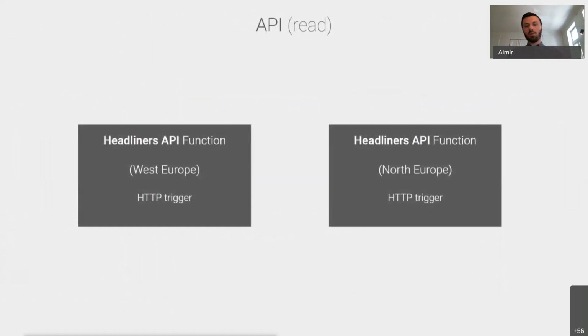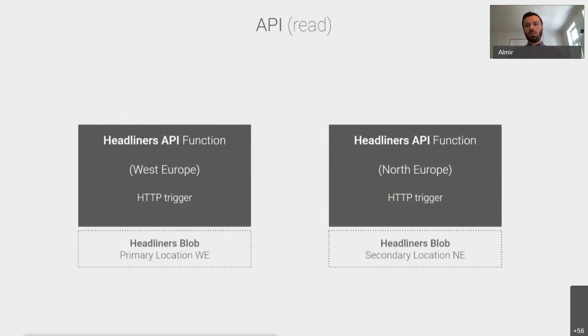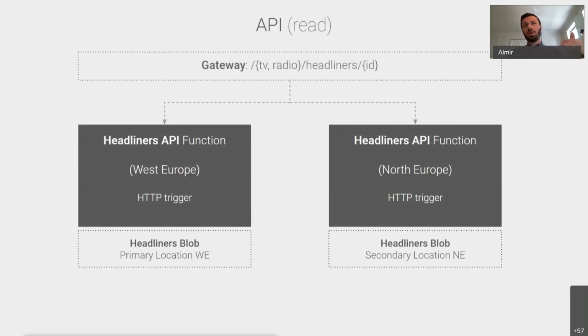The API is composed of two Azure functions, HTTP triggered, one in each region, North Europe and West Europe. And since we use geo-redundant blob storage, we can pinpoint the respective location of where to read the blobs from. And in front of the APIs, we have a gateway composed of Nginx and Varnish, both for routing and caching. And as you can tell from the path, this system actually works for TV and radio.